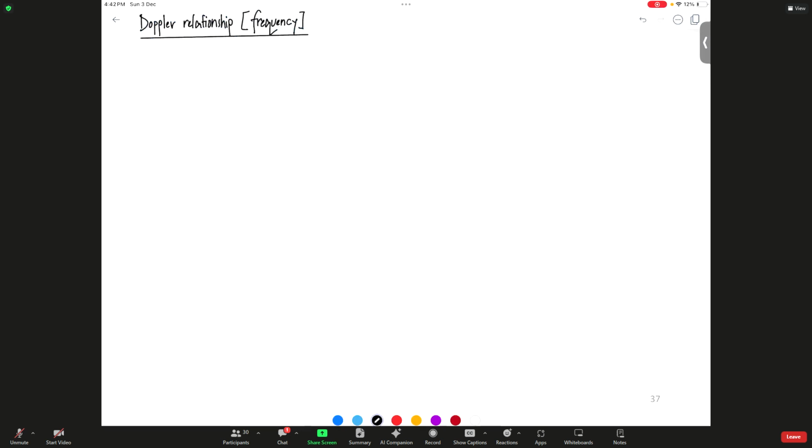Okay, screen it too. So let me show you the Doppler relationship. Basically, it's the Doppler equation. So this is the frequency that is observed, it's a formula that you need to know, okay? And as far as I remember, it's provided in your question paper, maybe, okay? But don't rely on that.